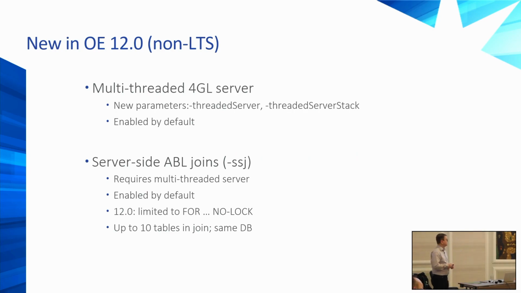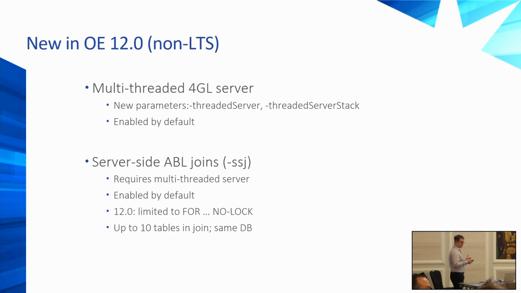The marquee features here were the multi-threaded 4GL server, which we got to go alongside the multi-threaded SQL server, which we've had for years. It is enabled by default, although you can turn it off if you had problems with it. And it's also an enabler for the next item, which is server-side joins. Those depend on the multi-threaded server. It's also enabled by default.